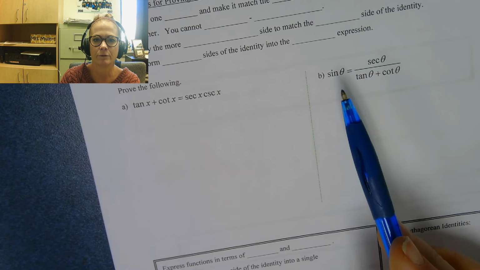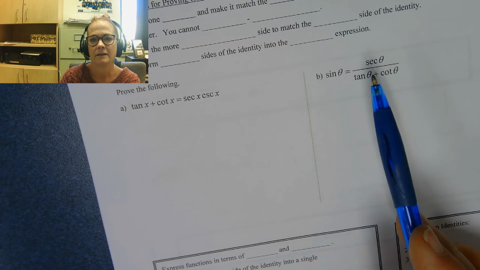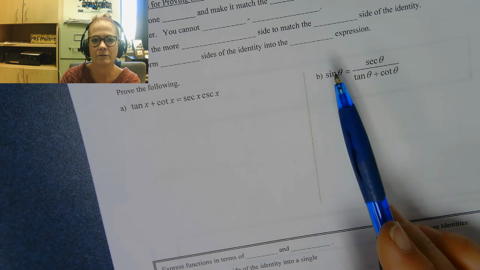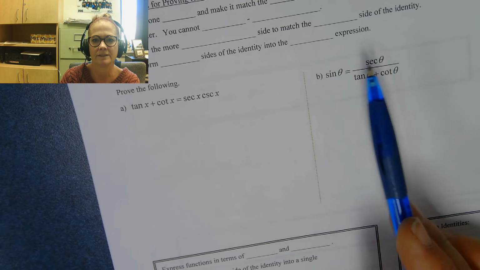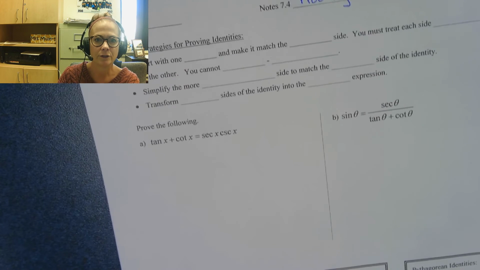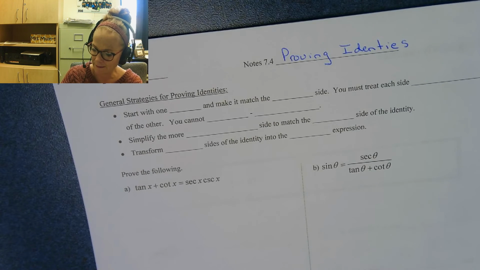Same thing here. You're asked to prove that the sine of theta is actually equal to the secant of theta over the tan of theta plus the cotan of theta. The opposite over hypotenuse here can somehow be found by simplifying all of this. So it's kind of a game. It's kind of fun. Actually, one of my favorite things that we had to do in math class when I was in your shoes. Okay, so some hints.